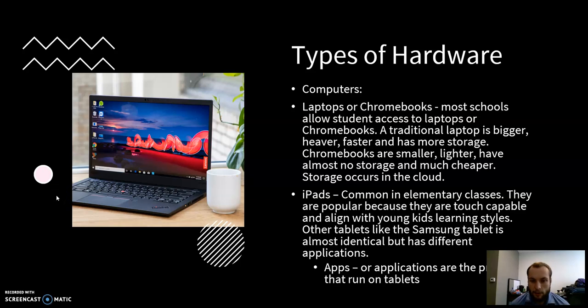The next type of hardware we're going to talk about is computers. Laptops or Chromebooks. Most schools allow students access to laptops or Chromebooks. A traditional laptop is bigger, heavier, faster, and has more storage. Chromebooks are lighter, smaller, and have almost no storage, but are much cheaper. The way a Chromebook stores its information is on the Google Cloud, which you'll be learning about in later lessons, so I won't go over that.